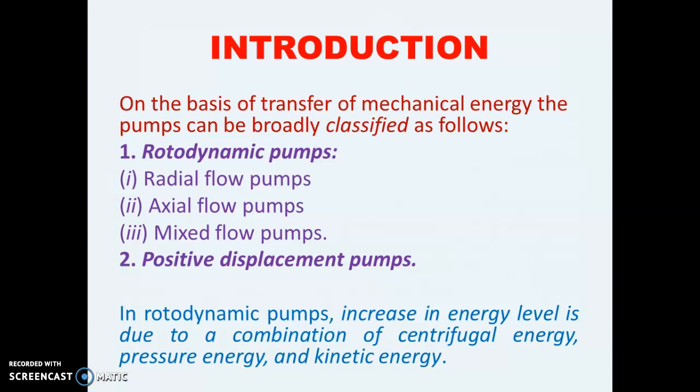Now in the positive displacement pumps, the pump is in the form of a casing or a pipe, on which on the suction side of the casing, the area goes on increasing, and on the discharge side of the casing, the area goes on decreasing, for the flow to occur.